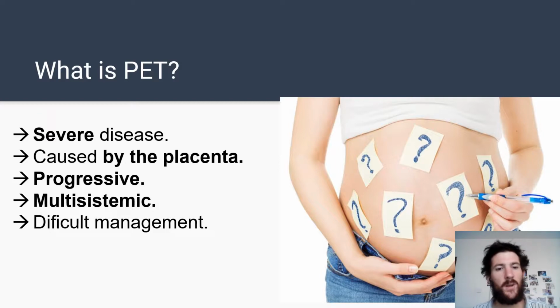It's progressive, multisystemic, and has very difficult management because there are 2 lives at risk, the mother's life and the fetus's life. So we need to take decisions based on that, and that is the most difficult part about this disease. But the only definitive treatment is the delivery. Why? Because this is caused by the placenta, so we need to take away the placenta to completely treat the disease. An important characteristic is that it's progressive. Once it starts, it cannot improve. It always gets worse and worse and worse.